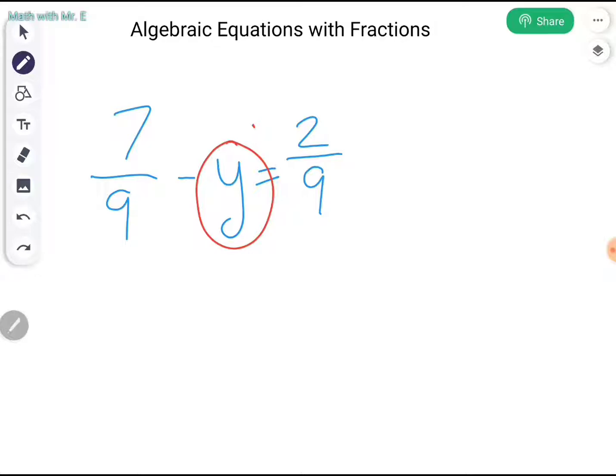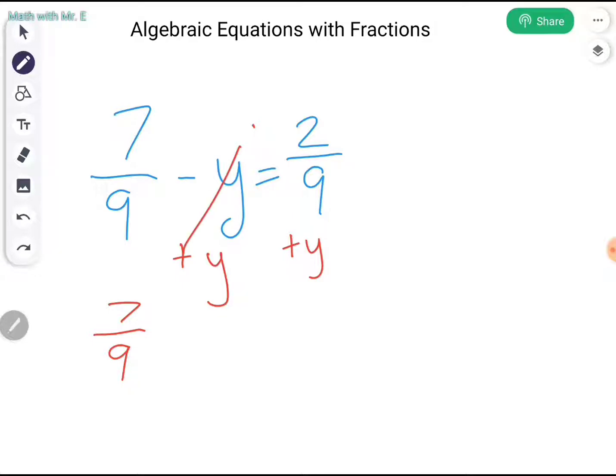So if you notice, we're subtracting y in this case, which means if we were to get rid of the 7/9, we'd be left with a negative y. So instead, we're actually going to start by adding y to both sides. So after that, we will have 7/9. We've got a negative y plus y, so those cancel out, equals 2/9 plus y.